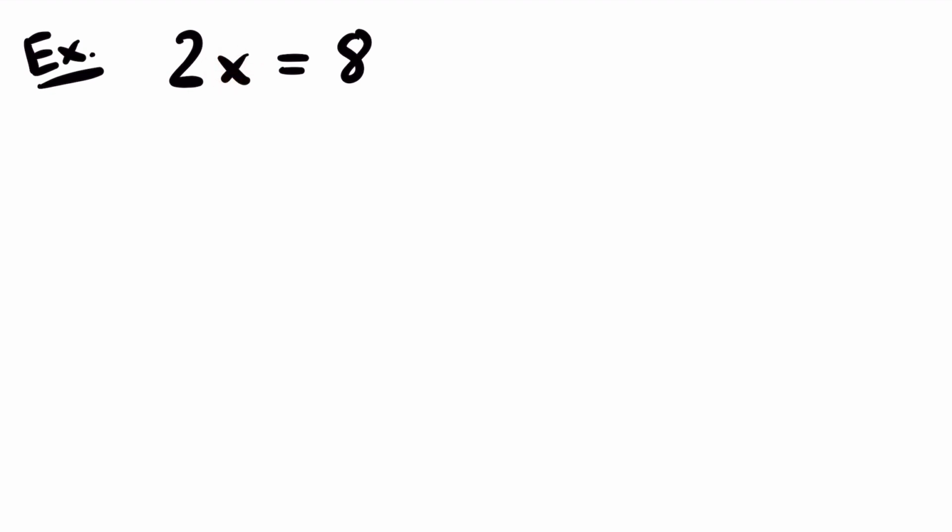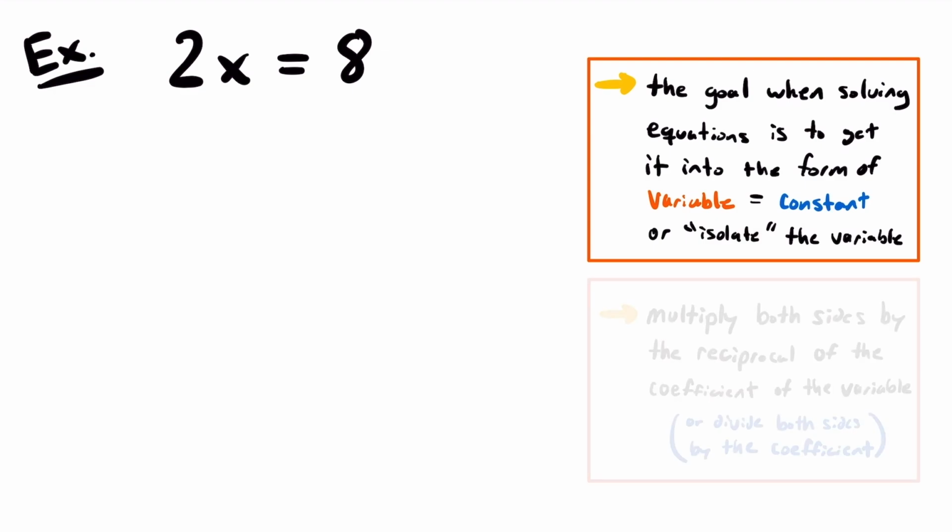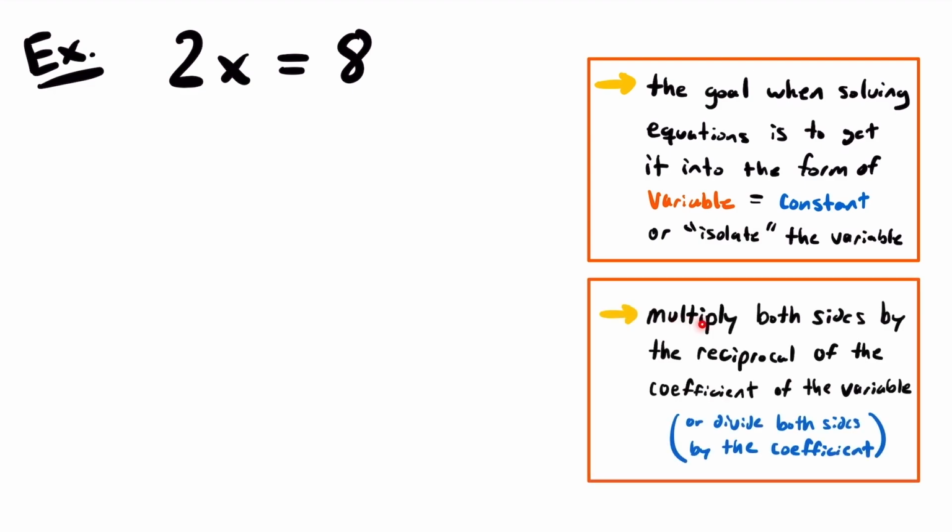Remember that the goal of solving an equation is to get it in that form of a variable equal to a constant. I like to call this isolating the variable. You get the variable by itself. And so until you've done that, the equation is not solved. All right? And so using the multiplication property of equations, we can get this equation in that form of a variable equal to a constant. That will be its solution. Specifically, what we're going to do is multiply both sides by the reciprocal of the coefficient of the variable. Or in other words, we're going to divide both sides by the coefficient.